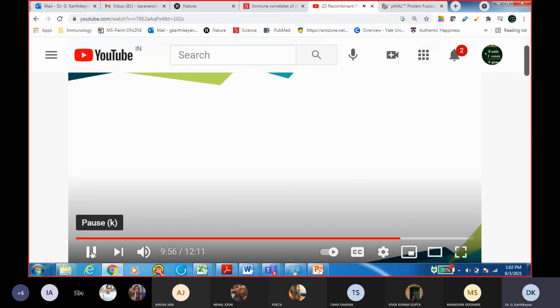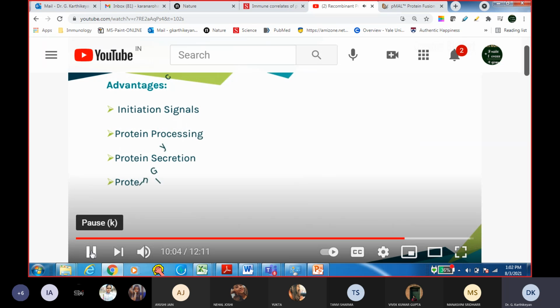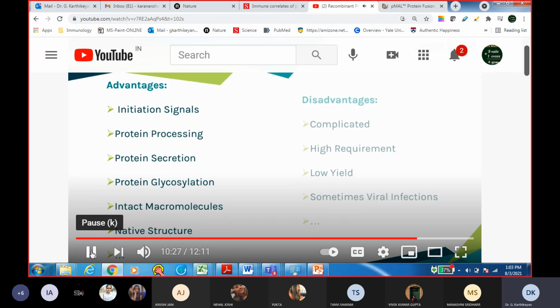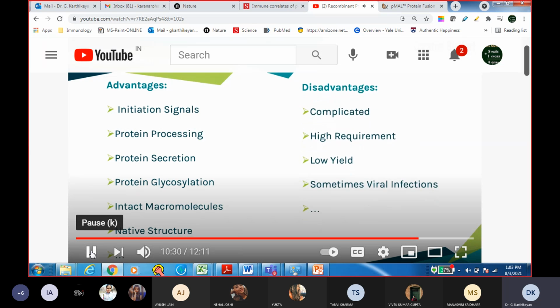The mammalian expression system has unique advantages in protein initiation signals, processing, secretion, and glycosylation, and is suitable for expressing intact macromolecules. The foreign protein produced by mammalian cells is closer to the native protein and has much more activity than proteins produced by prokaryotic expression systems, or by other eukaryotic expression systems such as yeast and insect cells. The disadvantages of the technique are that it is complicated, has high requirements and low yield, and sometimes viral infections exist.